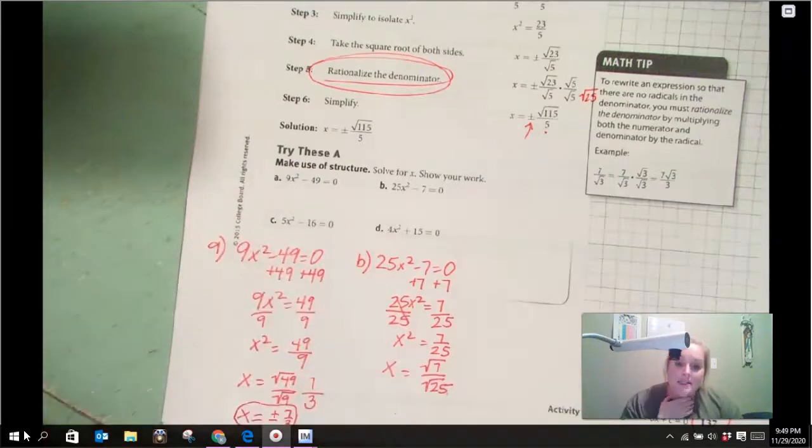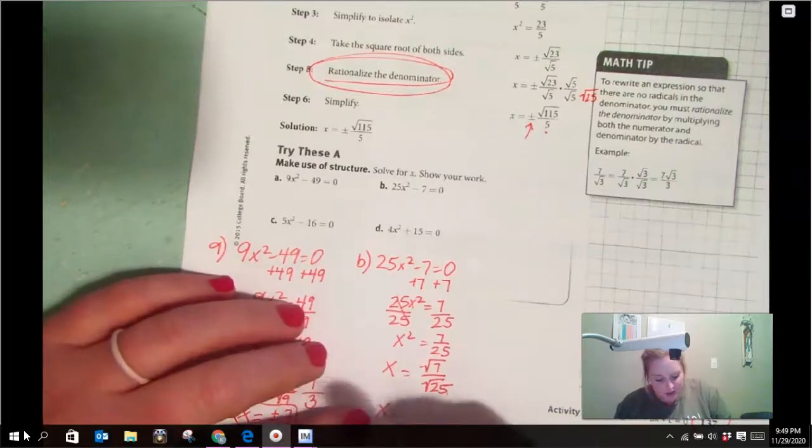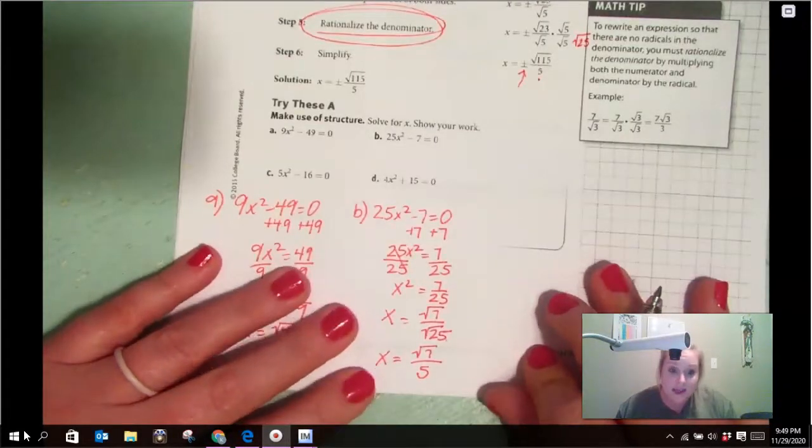Now, 7 is not a perfect square. Can't be reduced. It's a prime number, so it stays in the house. 25 is perfect. The square root of 25 is 5. So my answer is going to be x equals the square root of 7 over 5. Now, this is wrong. The reason that that is wrong is because I forgot to put plus or minus.